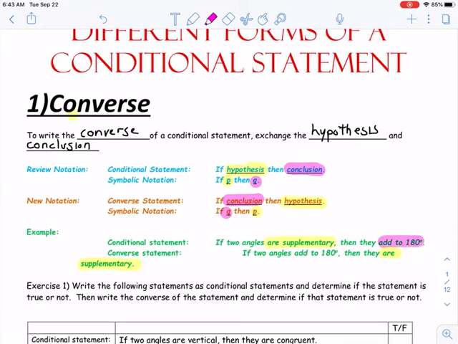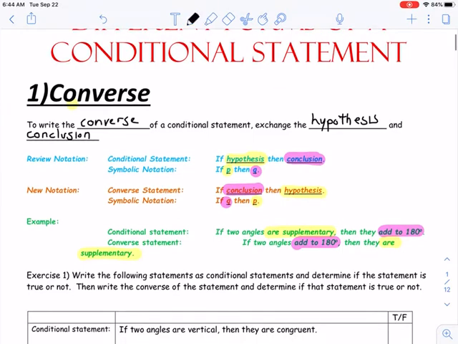Add to 180, add to 180. So then the converse of that is if two angles add to 180, then they are supplementary. So the conditional statement: if two angles are supplementary, then they add to 180 degrees. Converse of the statement: if two angles add to 180 degrees, then they are supplementary.